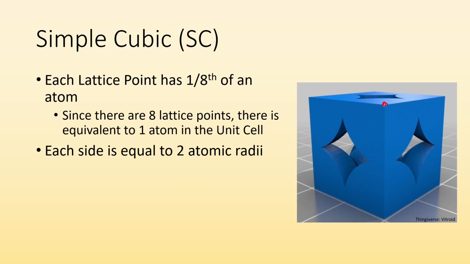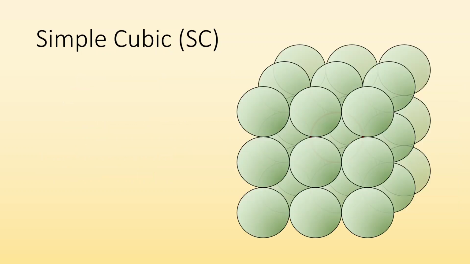Now, each side is the equivalent of 2 atomic radii. You can see this would be the center of an atom. That would be the very outside. So that is 1 atomic radius. The rest of it is another atomic radius. So each side is the equivalent of 2 atomic radii. This kind of cubic structure only fills up about 53% of the space. So there's a lot of empty space in this unit cell.